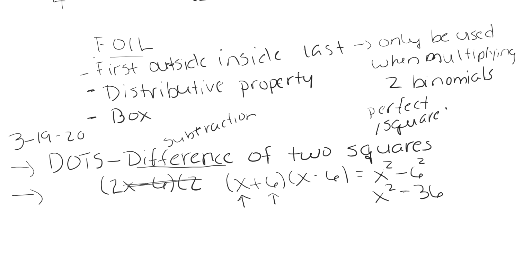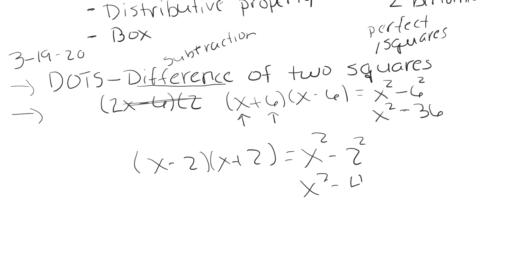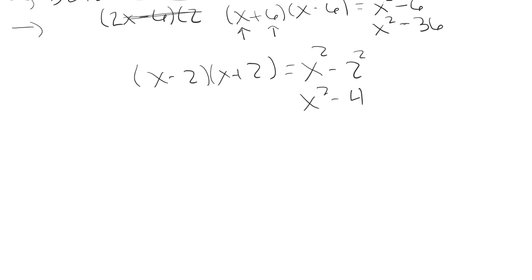Okay, so let's do a couple more of those. Say I have x minus 2 times x plus 2. That's the same as x squared minus 2 squared, which is the same as x squared minus 4. I'm going to show you why this works. Let's use box from yesterday. Let's put x minus 2 and x plus 2 in a box.